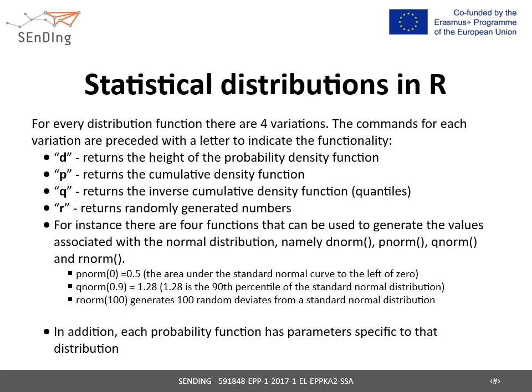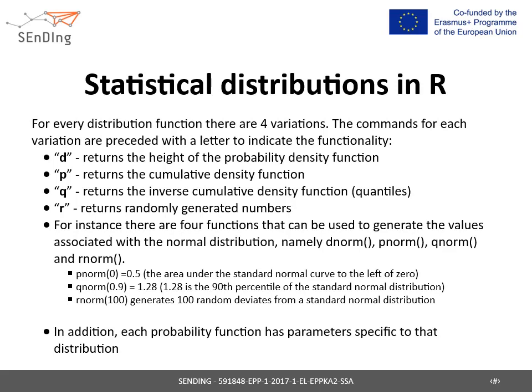The commands for each distribution are prepended with a letter to indicate the functionality. D returns the height of the probability density function. P returns the cumulative density function. Q returns the inverse cumulative density function, meaning the quantiles. R returns randomly generated numbers.